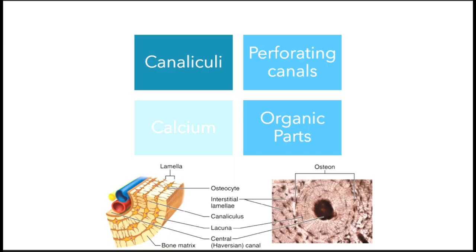So, what gives the bone its hardness? What makes it hard? One is due to the calcium. Calcium gives bone the ability to resist compression. And also, its hardness comes from organic parts, specifically collagen fibers. They provide flexibility of bones and great tensile strength. When we say tensile strength, it is the ability to be stretched without breaking.